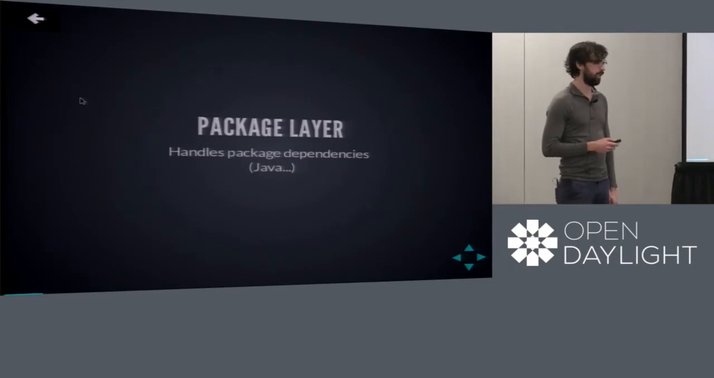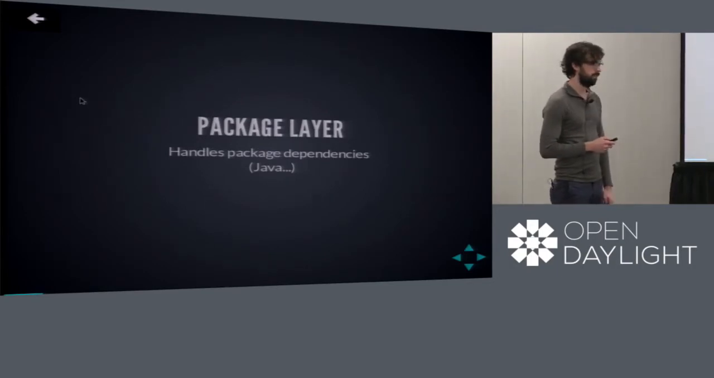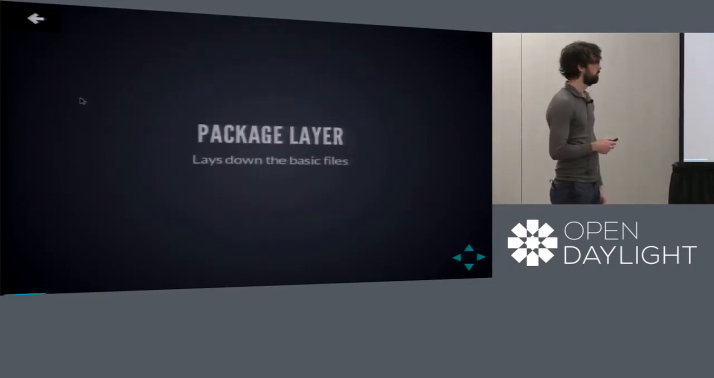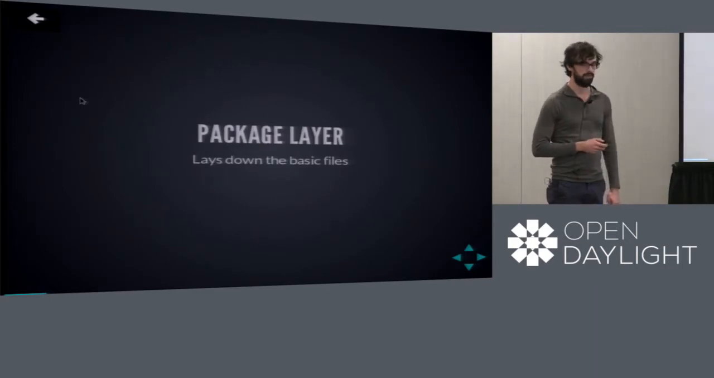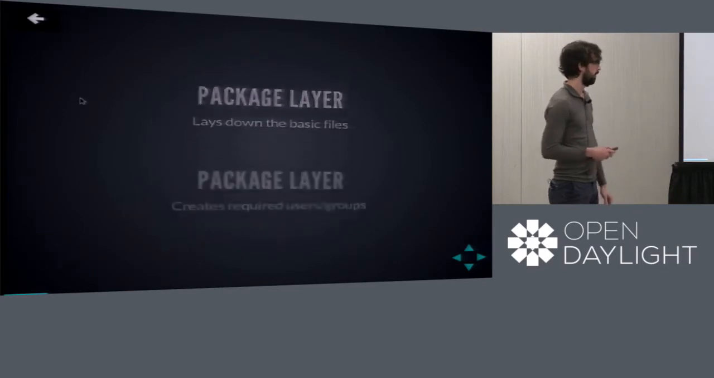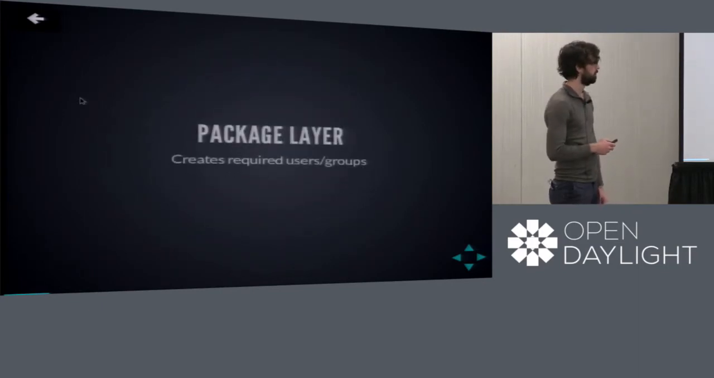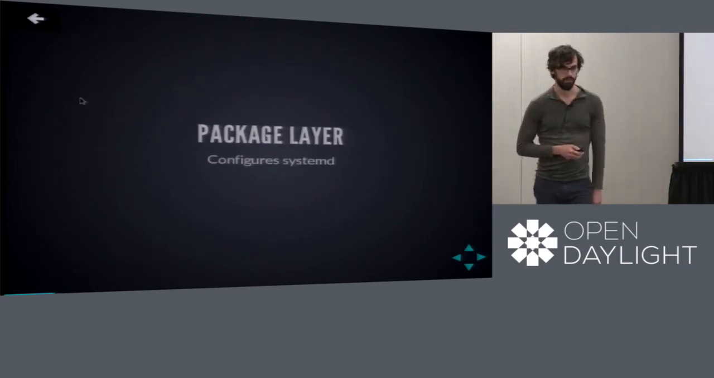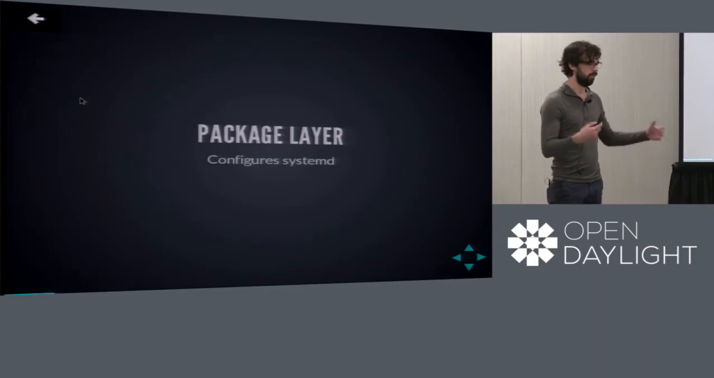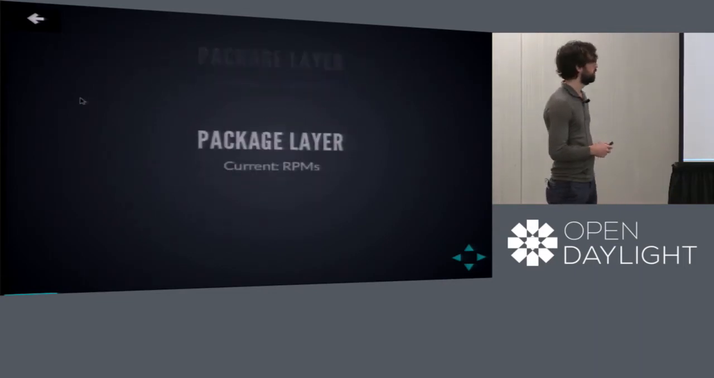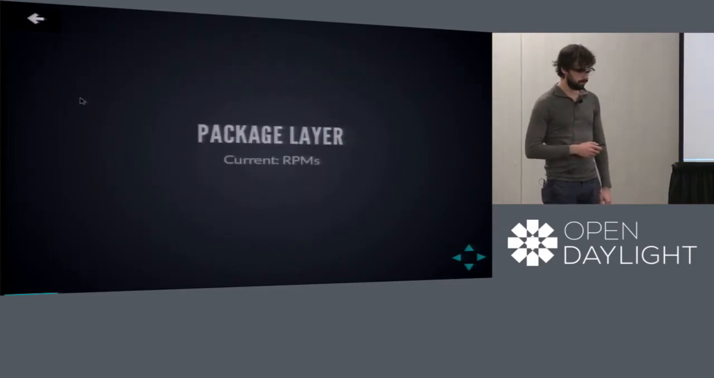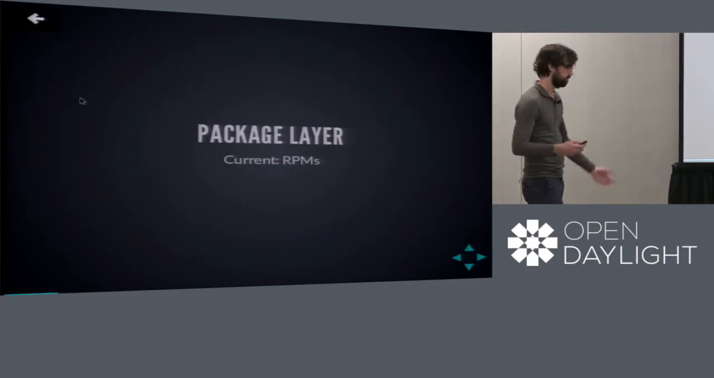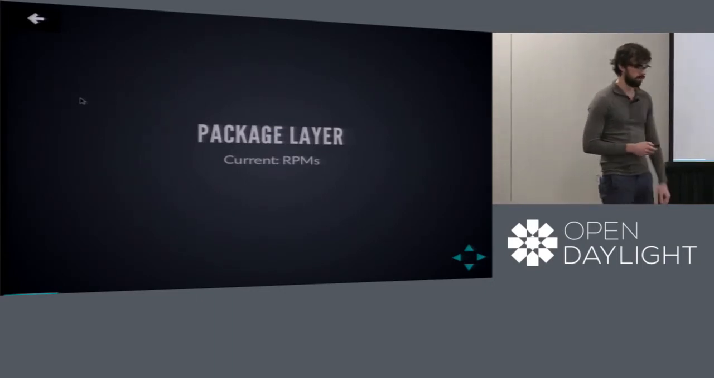Again, I think of this as handling system-level dependencies. For OpenDaylight's case, that would be mostly installing Java, and then laying down the basic files in the file system. So just dropping our tarball's extracted artifacts in the right place, making sure they have the right permissions and such, creating the users and groups to set the right permissions, of course. We also do configuration of systemd in our case, but in general, the thing that's going to manage the OpenDaylight service via the packages. We currently support an RPM, or series of RPMs, which we'll talk about in a second.